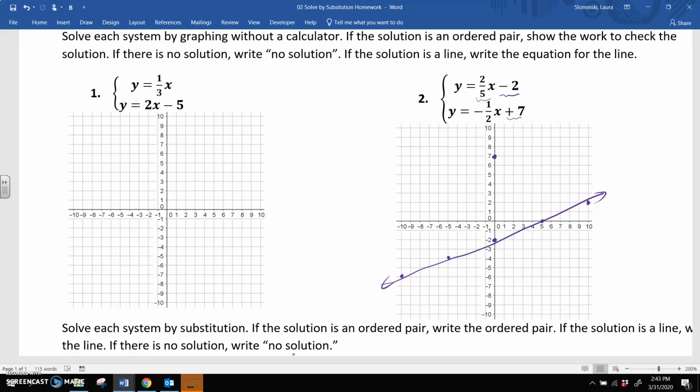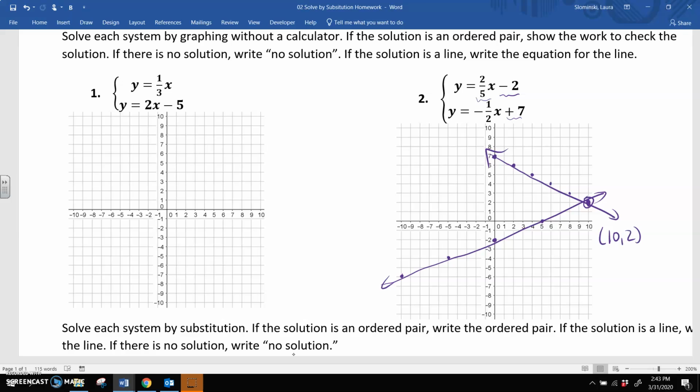And then I'm going to go down 1, right 2. Down 1, right 2, and so on. And we can see that the point of intersection is 10, 2.